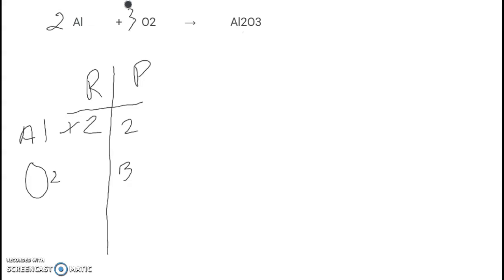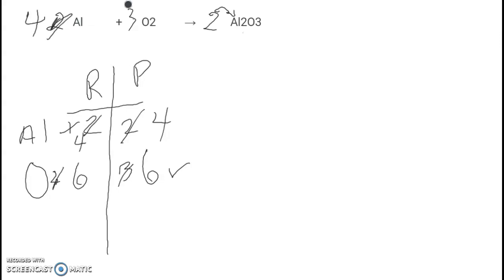Now I'm left with 6 oxygen atoms, and I have this one by 2. Now I've multiplied my 3 oxygen atoms on this side by 2 to give me 6. My oxygen is balanced. But now I've changed the coefficient in front of my aluminum here. Aluminum originally had 2, and I've now multiplied that 2 by another 2, so I now have 4 aluminum atoms. And now I need to change this to a 4 as well. So I'm just going to scratch this out and put a 4 here.